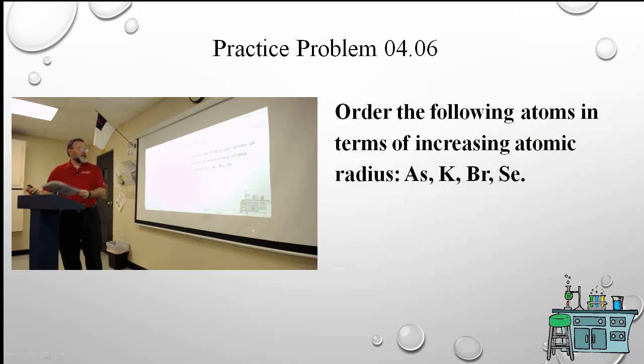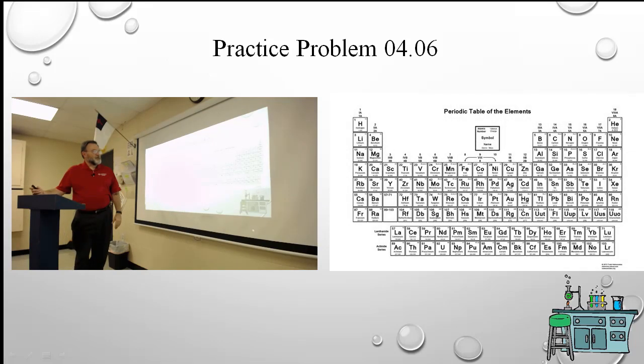Number 6, order the following atoms in terms of increasing atomic radius. So we don't need to reword this one, right? For this one, I'll kind of walk you through it, and we'll do the process, and then you can give me your answer. So look at the periodic table, and let's go ahead and find the location for all of those atoms. We locate all four of them on the periodic table. Now, what is the periodic trend for atomic radius?